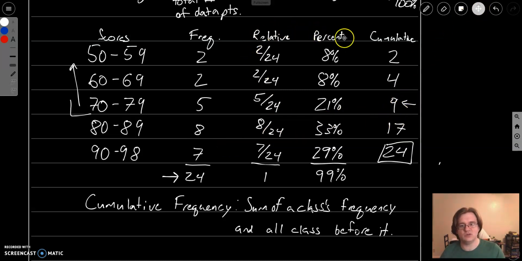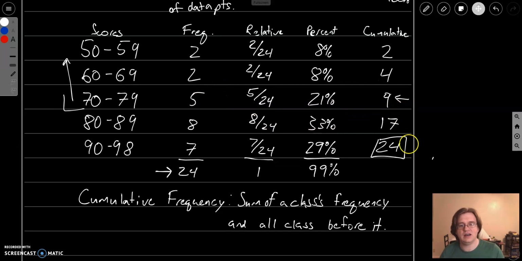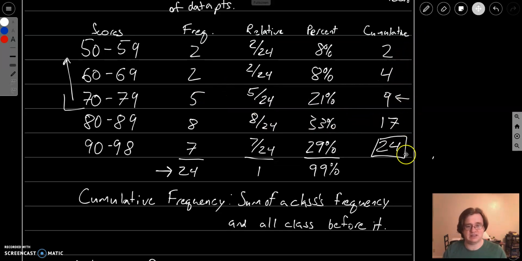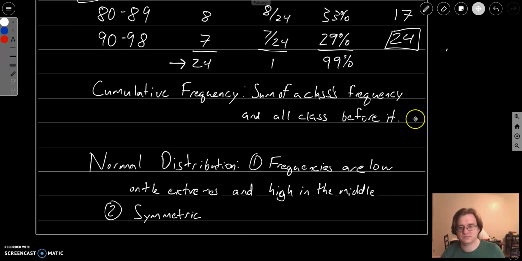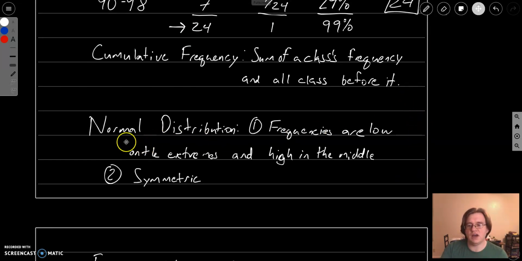So percentages maybe are a little bit easier to see than the frequencies themselves, and cumulative does give some nice information as well. Sometimes data will be distributed normally. And normally has a very, very specific meaning that we will address a lot this semester.